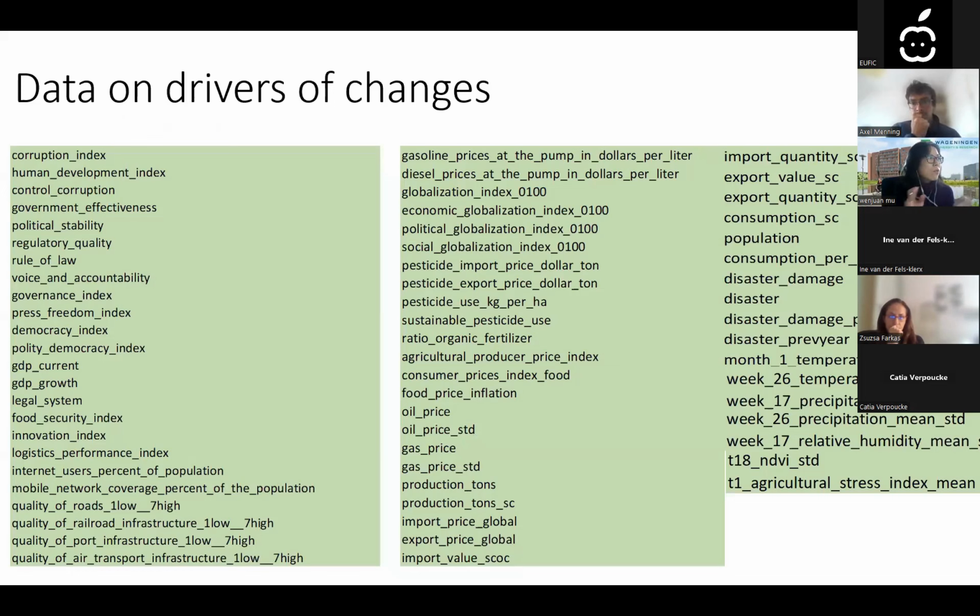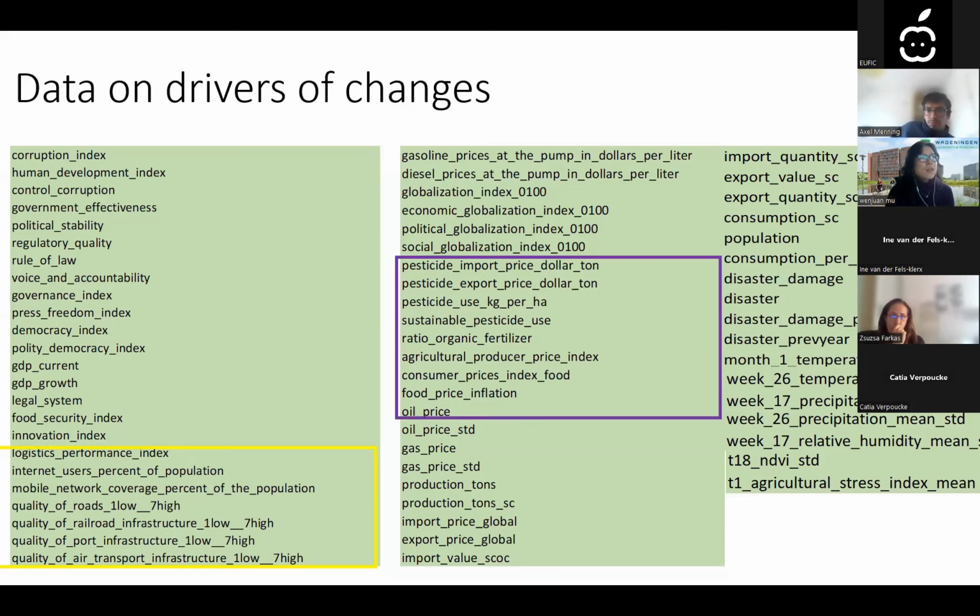So here is a general overview about what type of drivers were included in our data. You see on the top, all those indexes are socioeconomic or political indexes reflecting how well a country is doing with their governmental effectiveness or regulation. Besides that, we also have drivers that are linked to logistics performance or the quality of transportation with regard to different transportation modes. On top of that, we also have economic data on the different farm or agriculture inputs, and also pesticide prices, and like the ratio between organic fertilizer and synthetic fertilizer, just to reflect the circularity in the production as well.